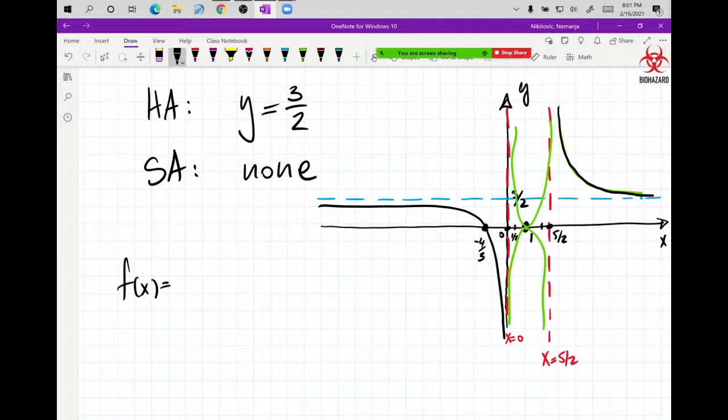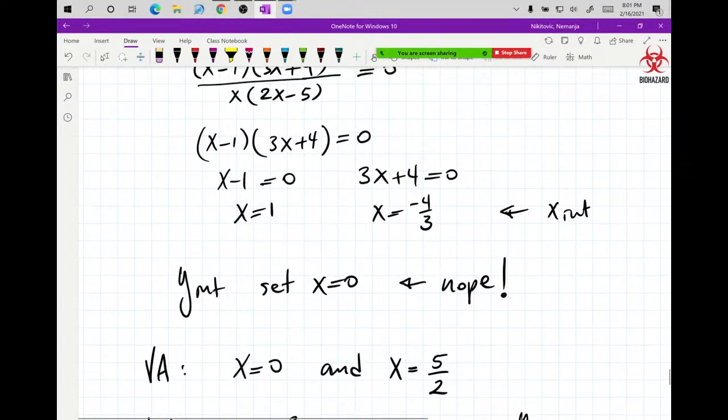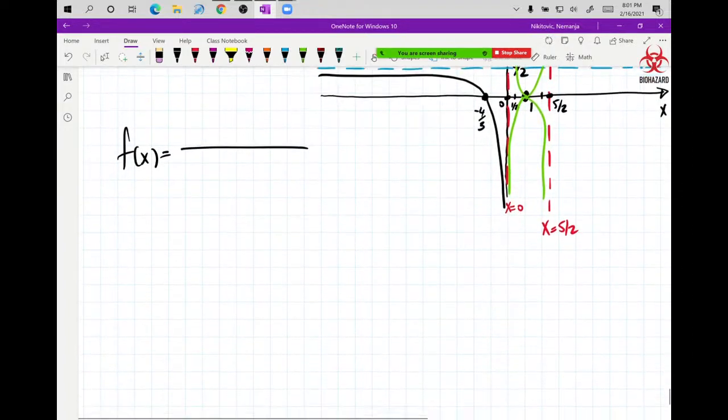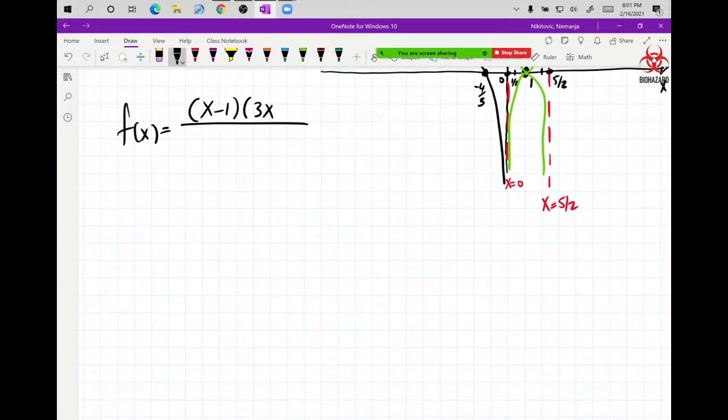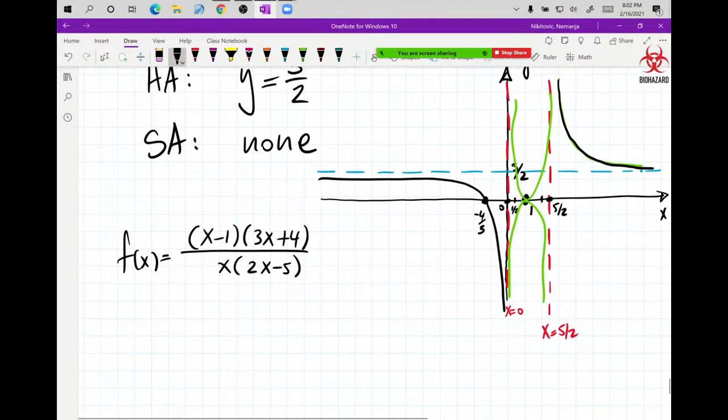I have f of x equals 3x squared plus x minus 4. Maybe it's better to use the factored versions. Yeah, factored ones are much better. You can do the sign analysis. X minus 1, 3x plus 4, and x and 2x minus 5. Why are these better? Because you don't actually have to compute. You can just get their signs and then just say, oh, I'm keeping the one on top or the one on the bottom. That's why they're much better.